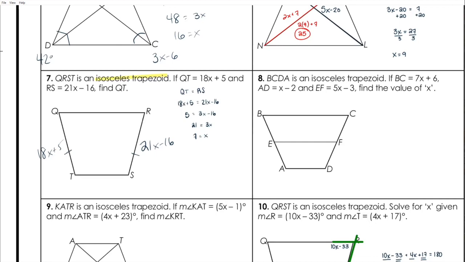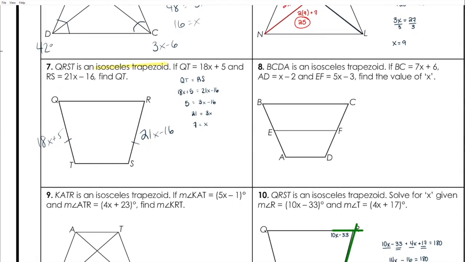It wanted the length of QT, so we just take that value of x and substitute it in. 18 times 7 plus 5. And I could have substituted it into either side. Mathematically, they look the same difficulty. Can't do it in my head, so I had to grab the old calculator. And we get 131. And just for funsies, I can multiply it into the other side to make sure that it comes out to also be 131.